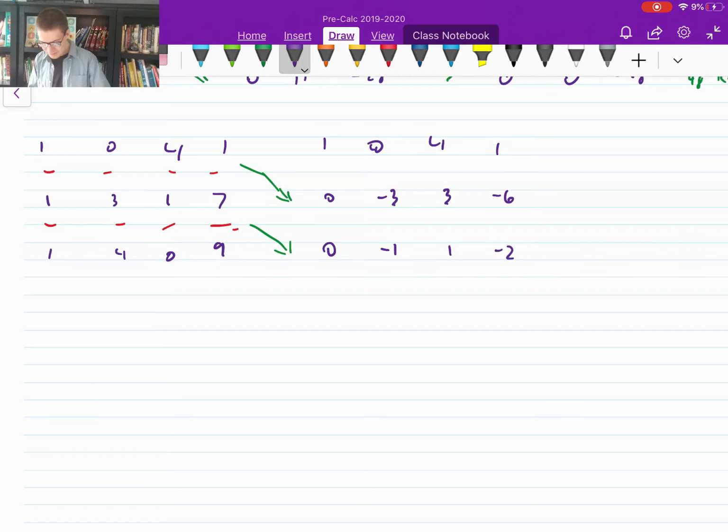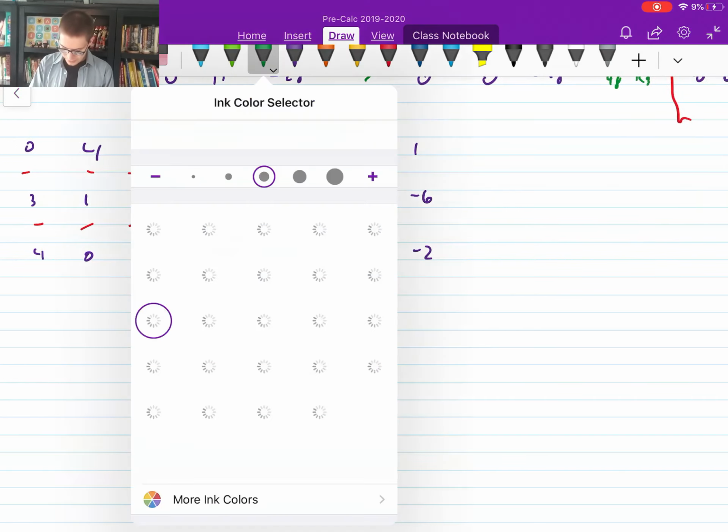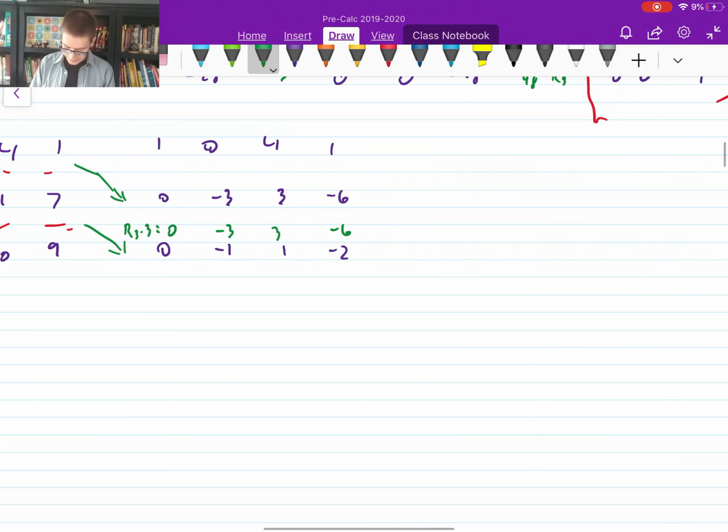There we go. And then from here, we need to get that negative 1 accounted for. So we'll multiply row 3 by 3. It gives us 0, and then negative 3, and then 3, and negative 6. Was I doing this correctly? Yeah, 3, 3, 6, and negative 6. Cool. And then we're going to subtract these from each other. So we'll do subtractions, and we'll bring that down to the bottom row.